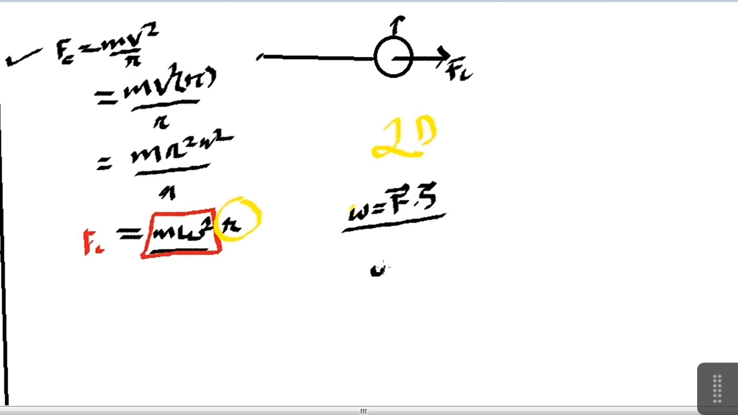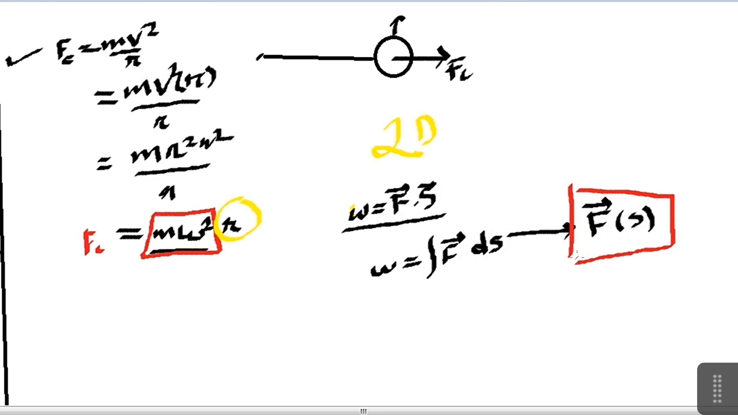The total work will be the integration of F with ds. Okay, and whenever I write in this form, please remember that F is a function of s. I mean F is a function of distance. Okay, the moment F is a function of distance, what is the meaning of that? It means you are dealing with a changing force. Straightforward, it means you are dealing with a changing force.